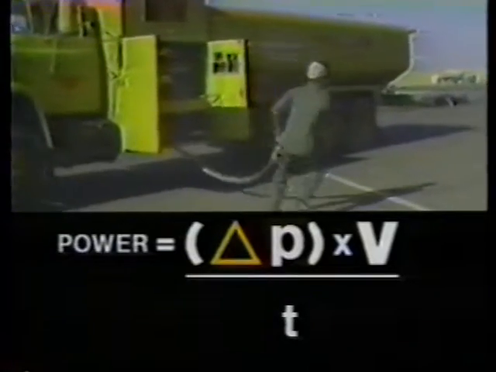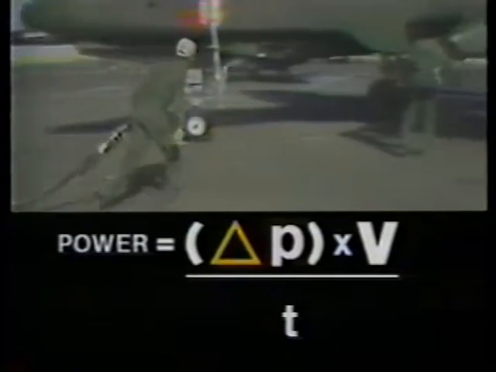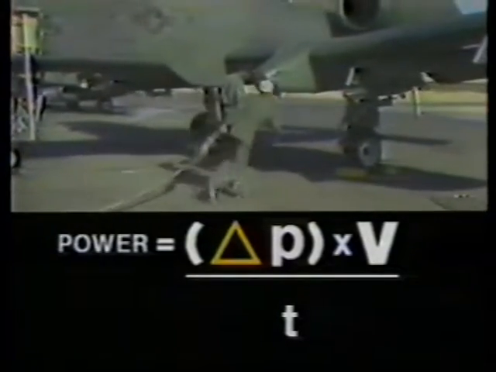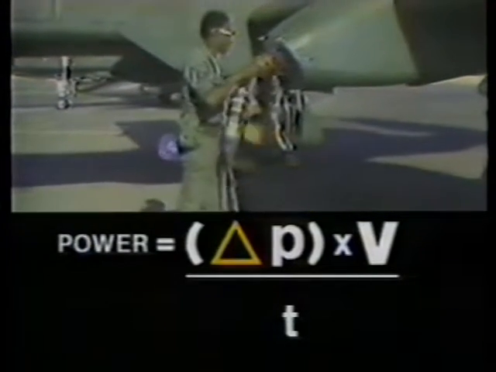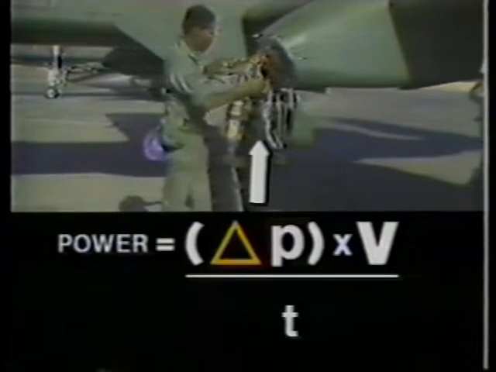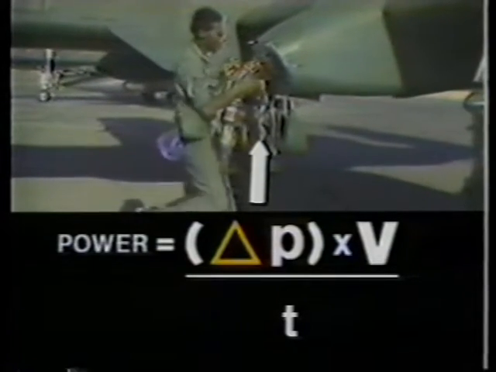The pump in this tanker truck has to do the work of lifting fuel up to the tanks in the wings of the aircraft. The pump is overcoming a pressure difference between the tank on the truck and the tanks in the wings. The rate of doing that work is the power of the pump.